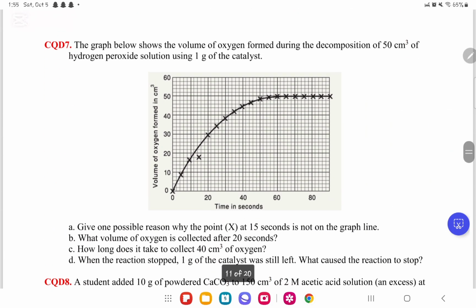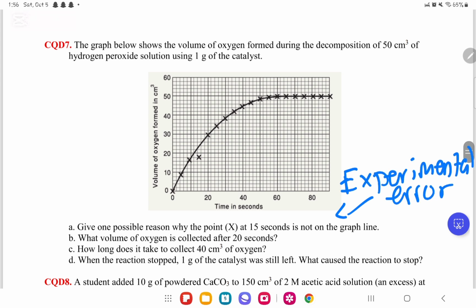CQD number 7. The graph below shows the volume of oxygen gas formed during the decomposition of 50 centimeter cubed of hydrogen peroxide solution using 1 gram of the catalyst. Give one possible reason why the point X at 15 seconds is not on the graph line. One possible reason is that if the student is not paying attention, he will read it wrong. So we call this an experimental error. He read it wrong.